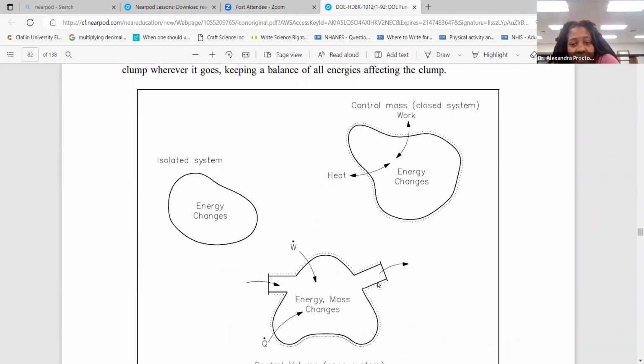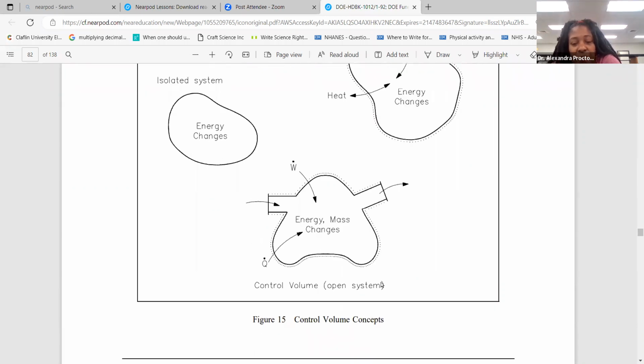They're looking at the isolated system, or energy that changes within it. They're looking at the closed system. That's where you have controlled mass, and they're looking at the work that goes into and out of the system, and the heat that goes into and out of the system.